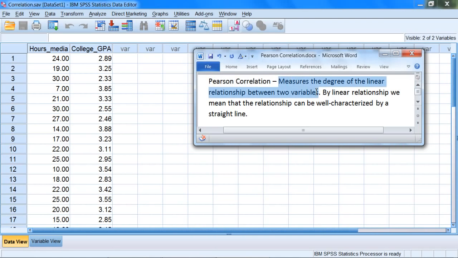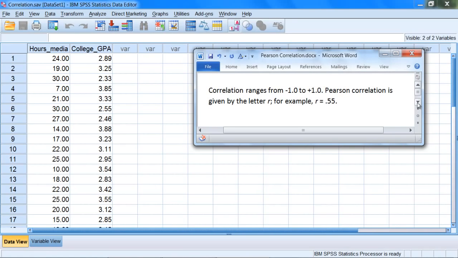The Pearson correlation measures the degree of the linear relationship between two variables. When we say linear, what we mean is that the relationship can be well characterized by a straight line. So a straight line does a good job at representing the relationship. And towards the end of this video, after we run the correlation, we'll create a couple of scatter plots to give you a better idea of what we mean when we say well characterized by a straight line.